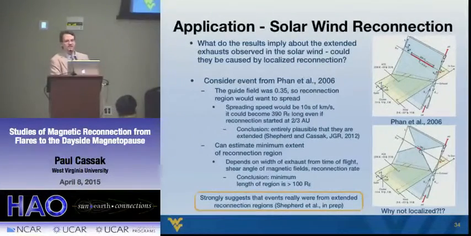Where this is important is this event in the solar wind I was mentioning. There's a number of events now. So ACE and Cluster and Wind saw the same exhaust. And so Phan et al. suggested that you had this really extended X line. And so this is what I was trying to suggest before. Well, how do we know that, and they even said this in their paper, how do they know that it's not just a really short reconnection region that spreads out?